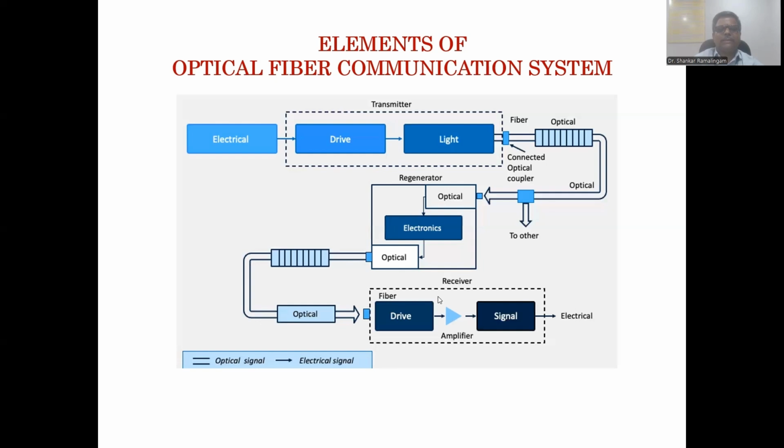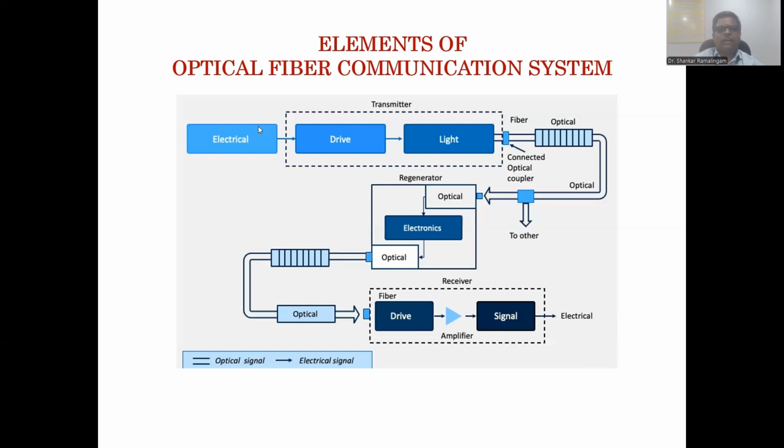Okay, so at the receiver, again this optical signal is going to be converted back into its equivalent electrical signal by this driver, and this output, which is going to be in terms of electrical signal, is going to be processed before being given to the final user or final device, right? So that is going to be processed through an amplifier, and the required shape of the signal is going to be given to the electrical system, which is going to give out the information to the user, right?